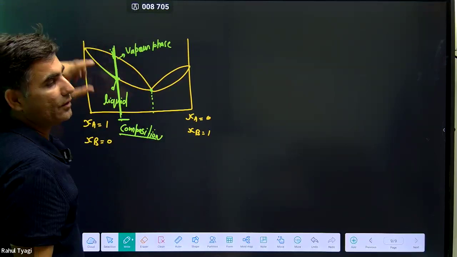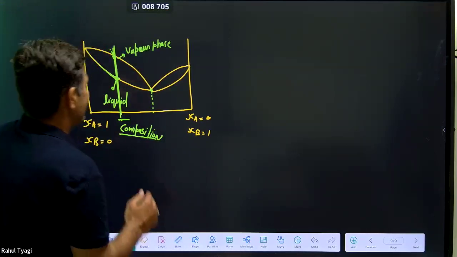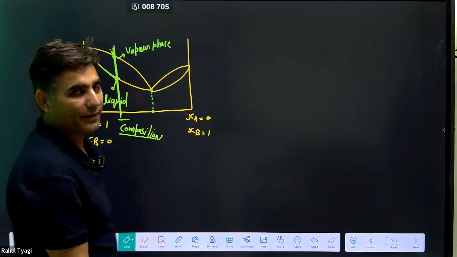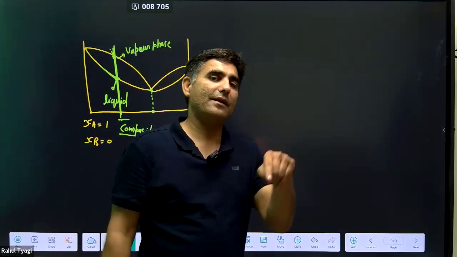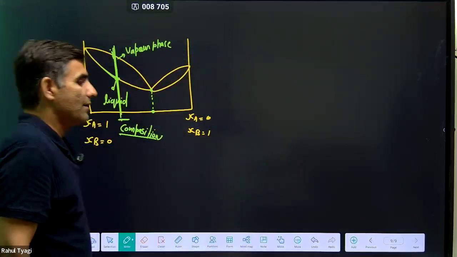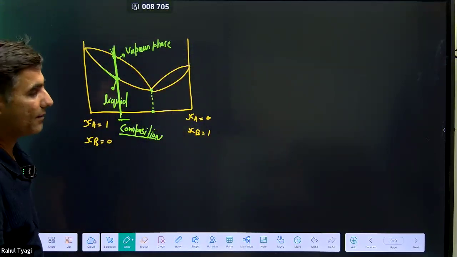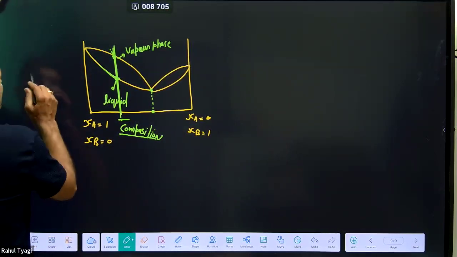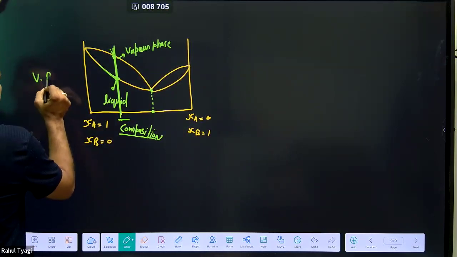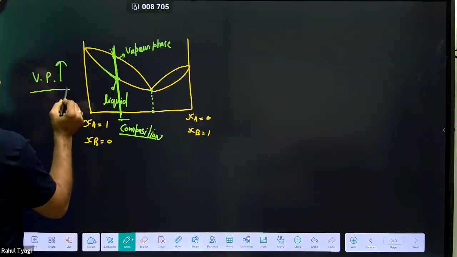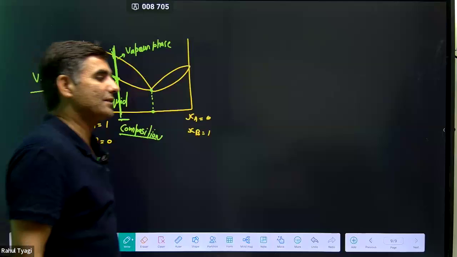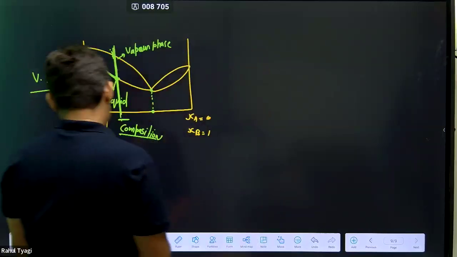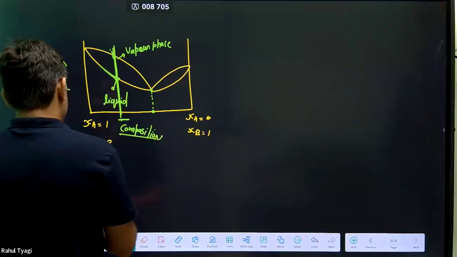It means it's not an azeotropic composition, but at this composition the mole fraction in liquid phase and vapor phase both are same. That's why it is called azeotropic mixture. Now if suppose I take the vapor pressure this side, is it a maximum boiling point azeotrope or minimum boiling point azeotrope?